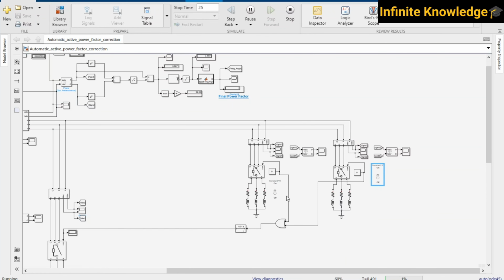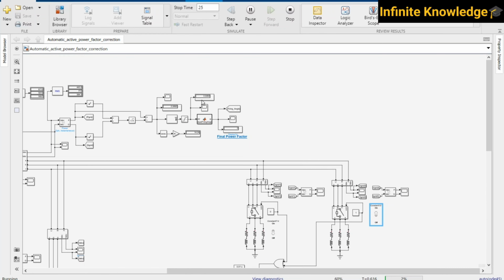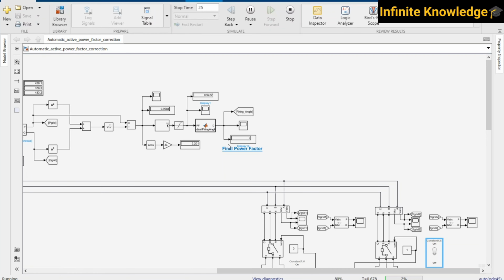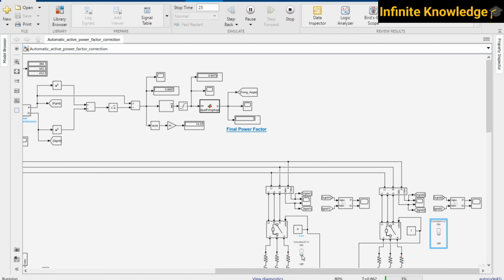Both the loads are in the off condition. As I start this load, you can see my power factor is 0.467 at 0 degree. As I increase this, my power factor goes greater than 0.9. So at 5 degrees we are getting a power factor greater than 0.93.